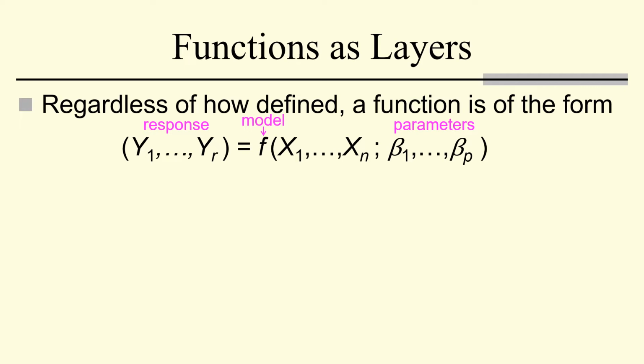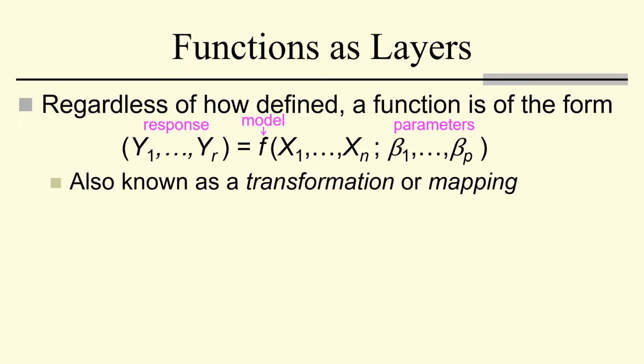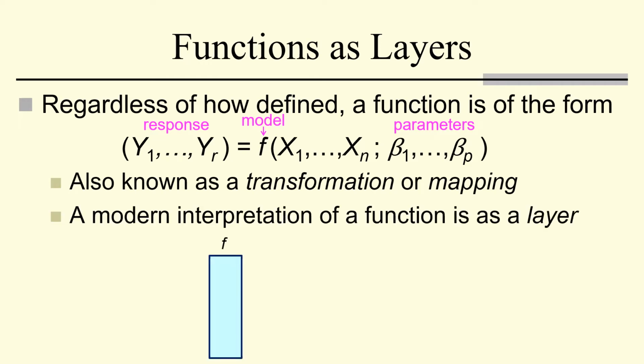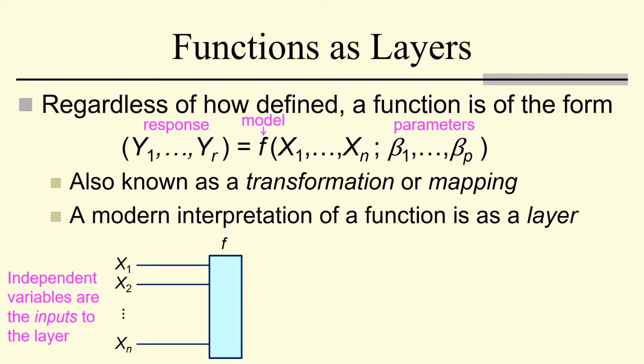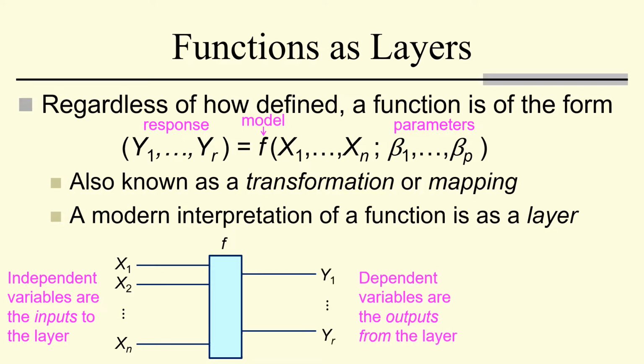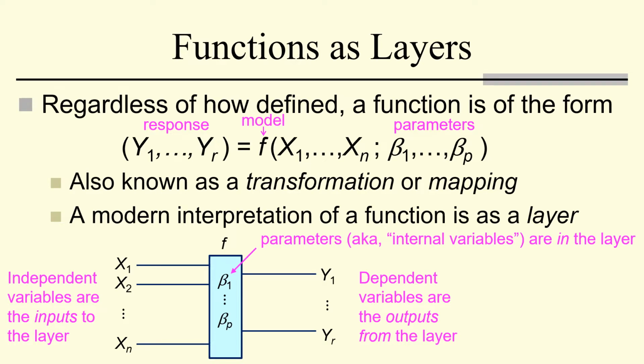So we have a function model that has variables and parameters. Often a function is called either a transformation or a mapping. But we want to look at an interpretation of a function as a layer. Independent variables are inputs to the layer. Dependent variables are outputs from the layer. And the parameters are regarded to be internal to the function, or in the layer.